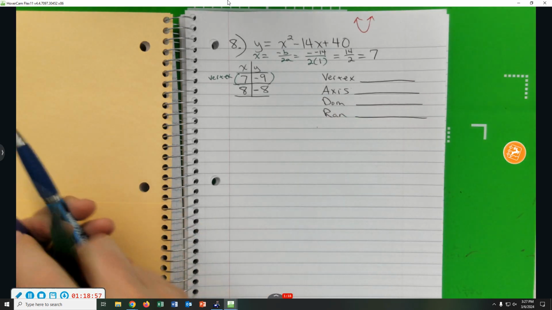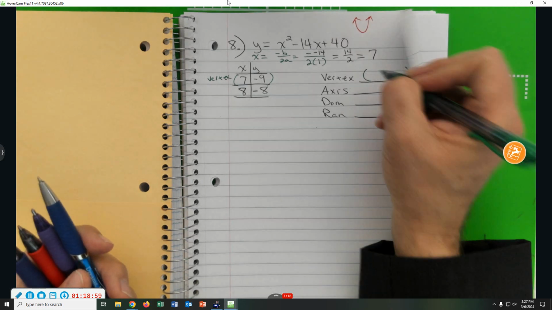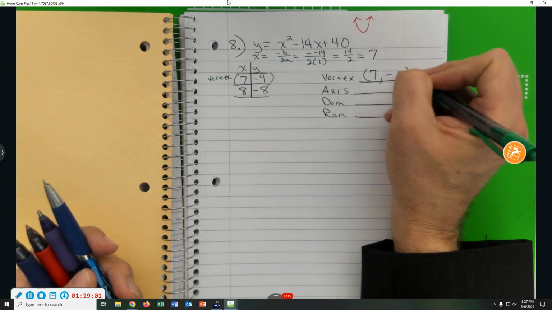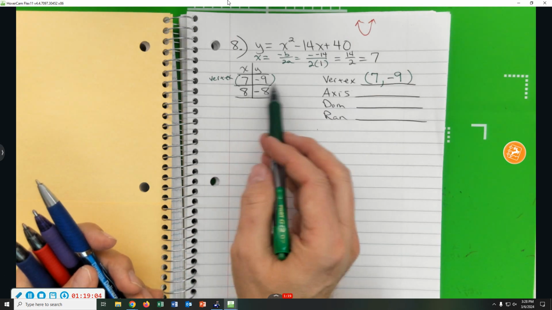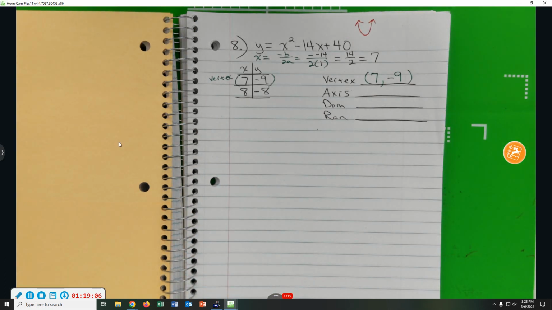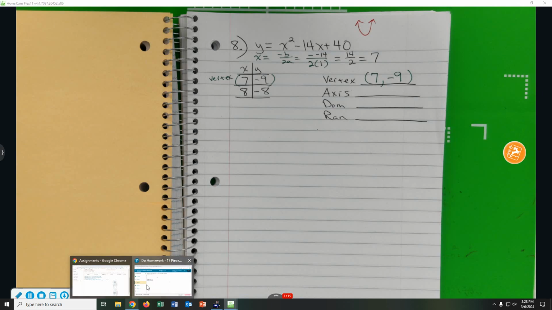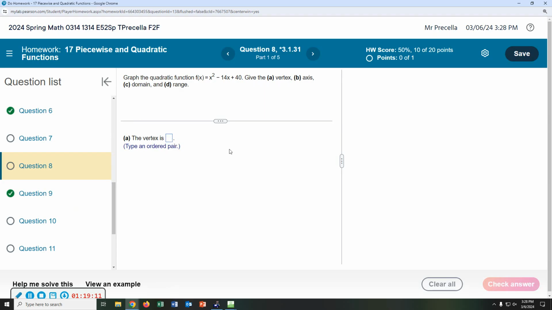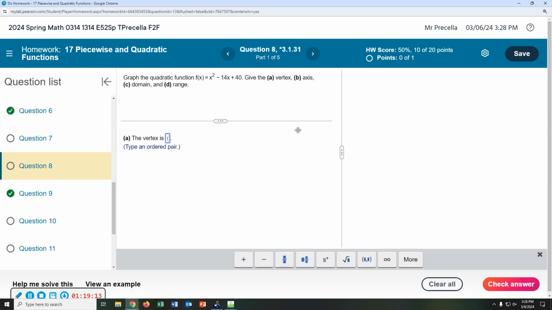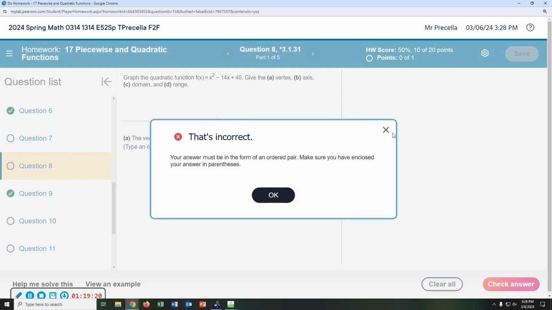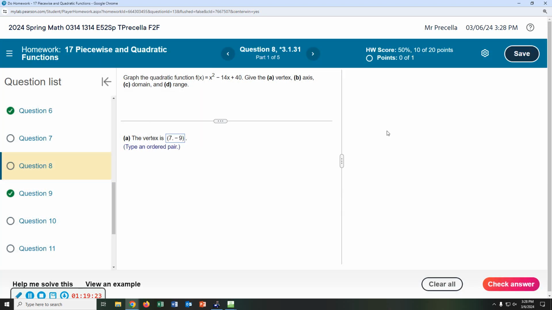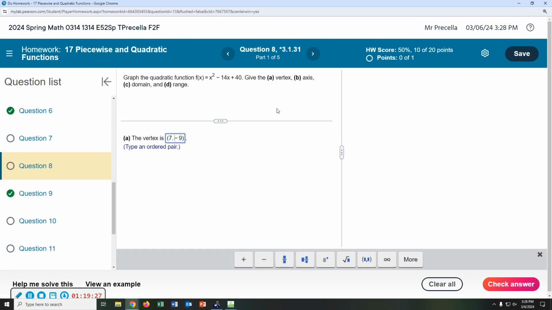What's the vertex? 7, negative 9 from the first row of the table we created. So come over here, type the ordered pair. Oh, right, what did I tell you? You put a period. Oh my gosh, it is a period, not a comma. Huh. Oh, wow.